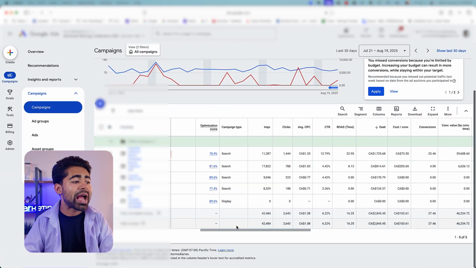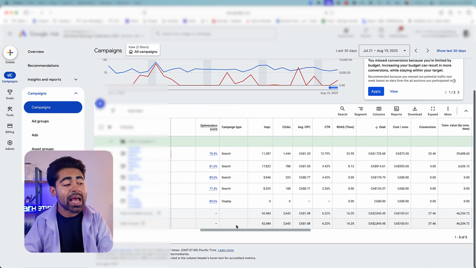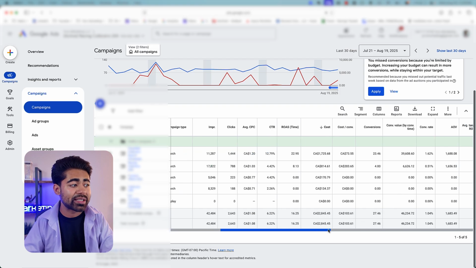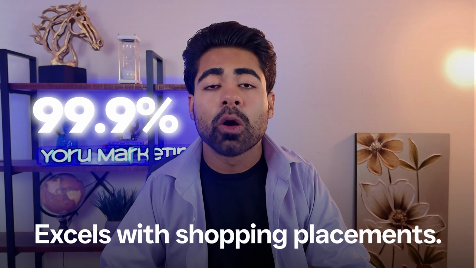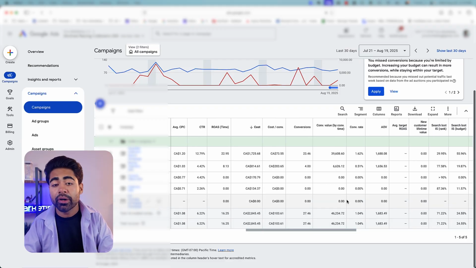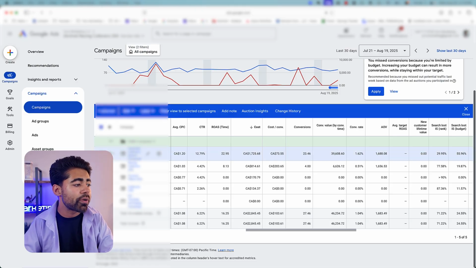Now, moving on to the actual campaign side of things, I see that they don't have any type of shopping presence at all. It's mostly search campaigns running, along with a display campaign. This is pretty crazy on its own, because for a brand like this in the automotive industry, in my experience at least, 99.9% of the time it excels with shopping placement. So the fact that there's zero shopping on here and they're actually getting some scale is crazy to me. But overall, it looks like there's a lot of branded search going on right over here.